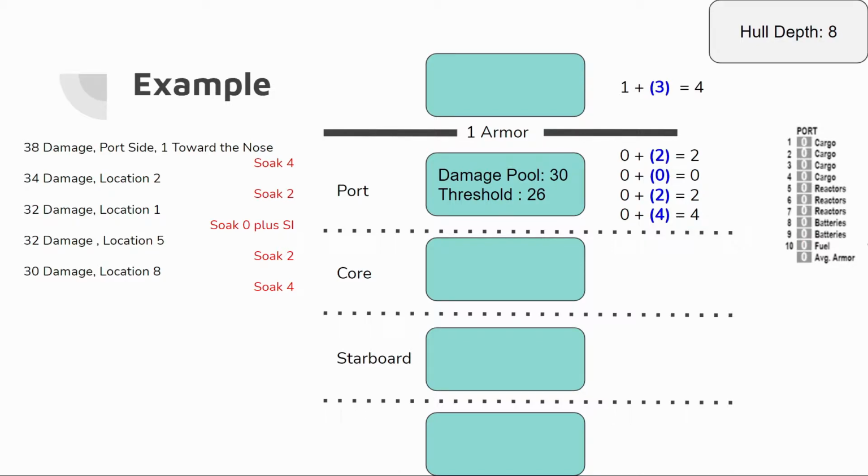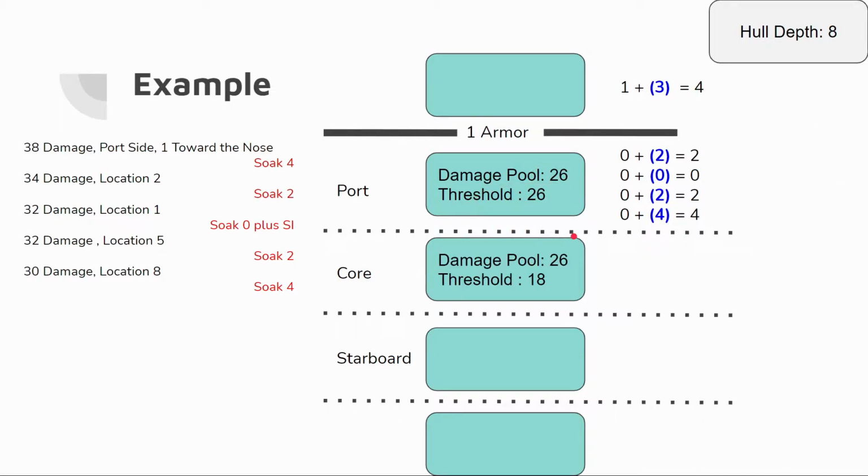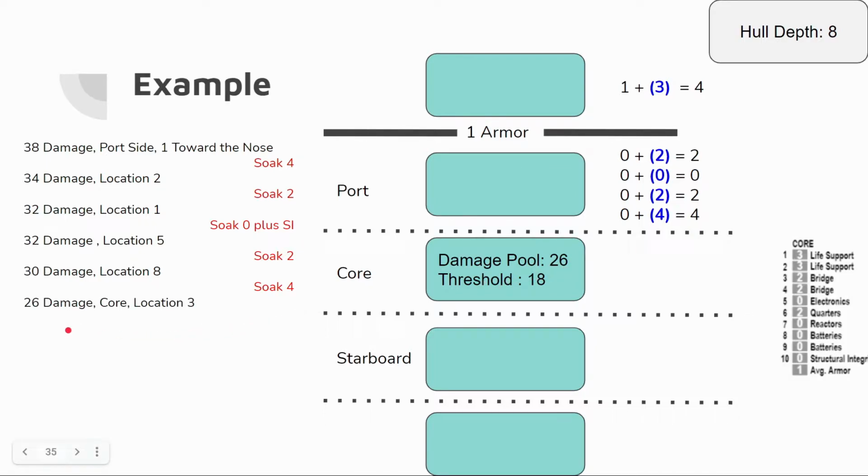That's outside of today's lesson. Damage pool is reduced to 26, which is equivalent to the threshold. So now the damage moves to the core. Our new threshold is 18, as 26 minus 8 is 18. And so the attacker calls out 26 damage, core, because we've now moved to the core, location 3, which we see over here is the bridge that has 2 armor.